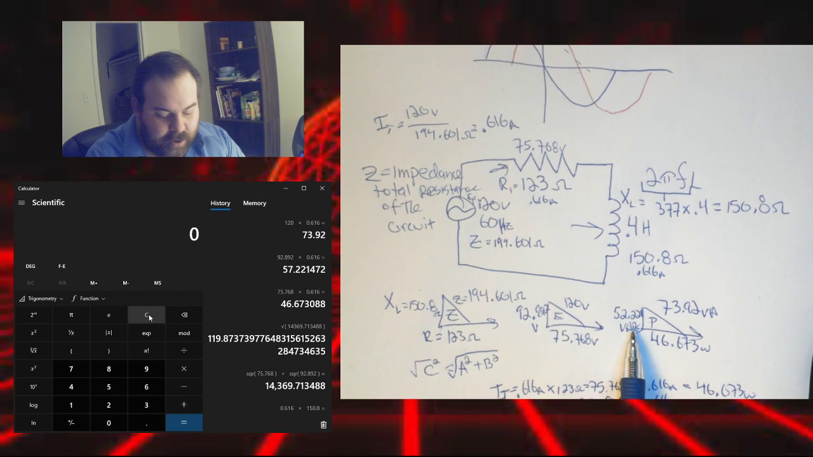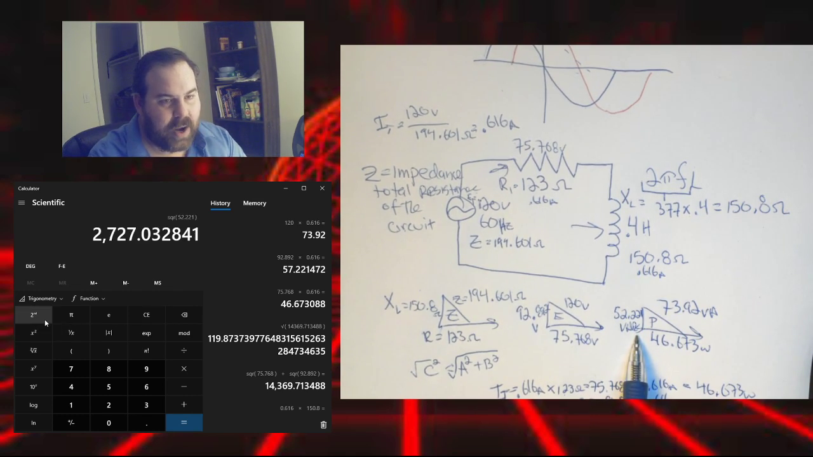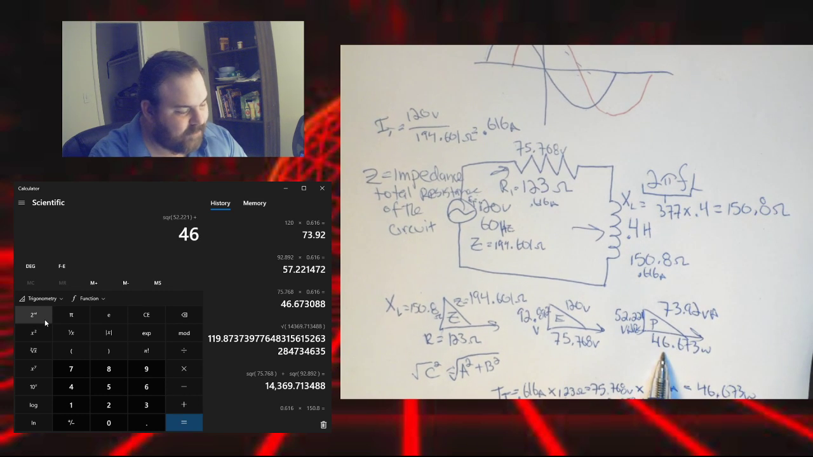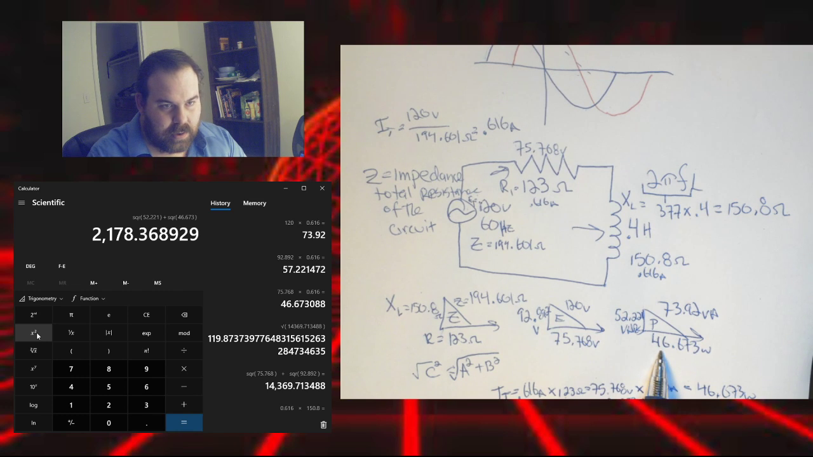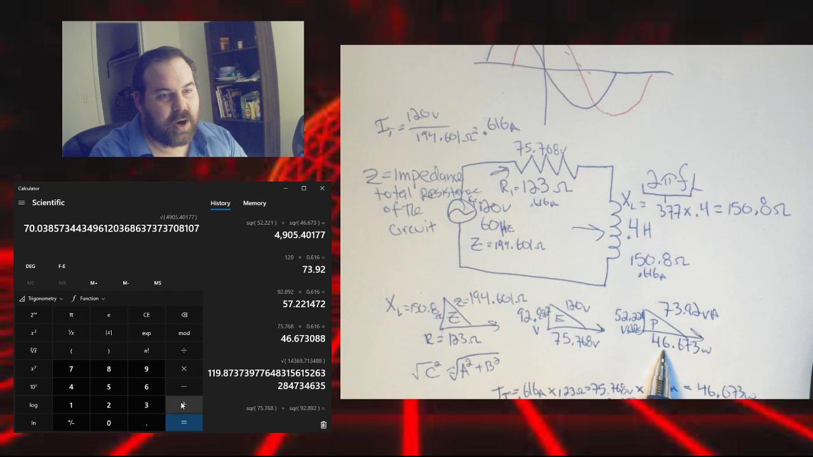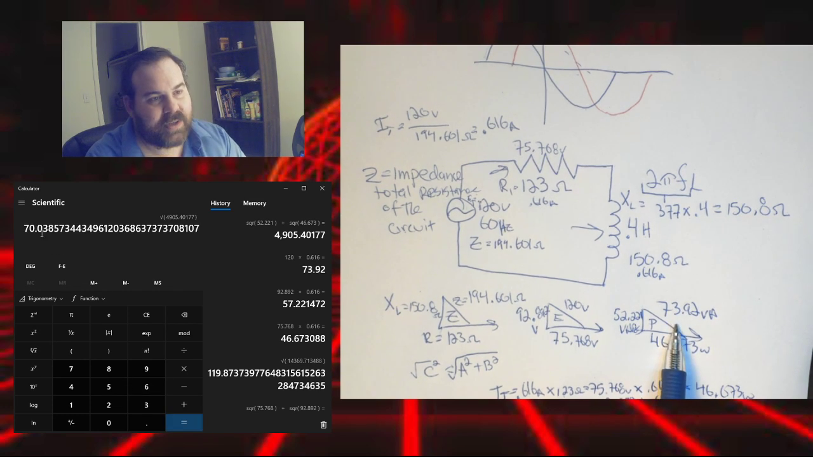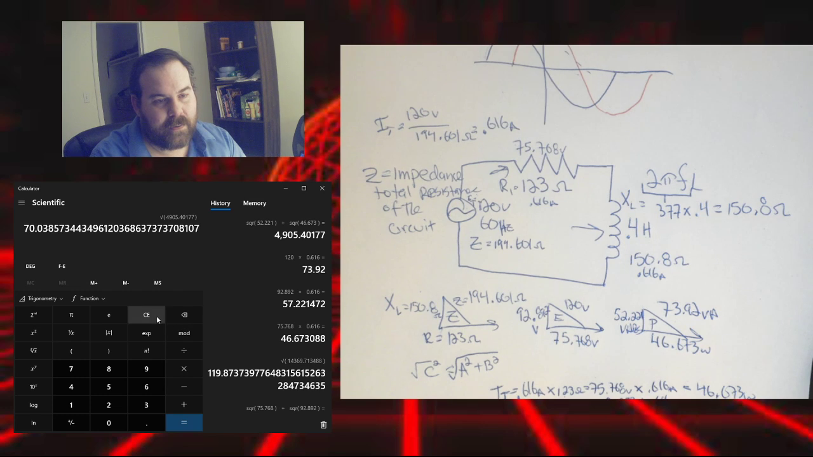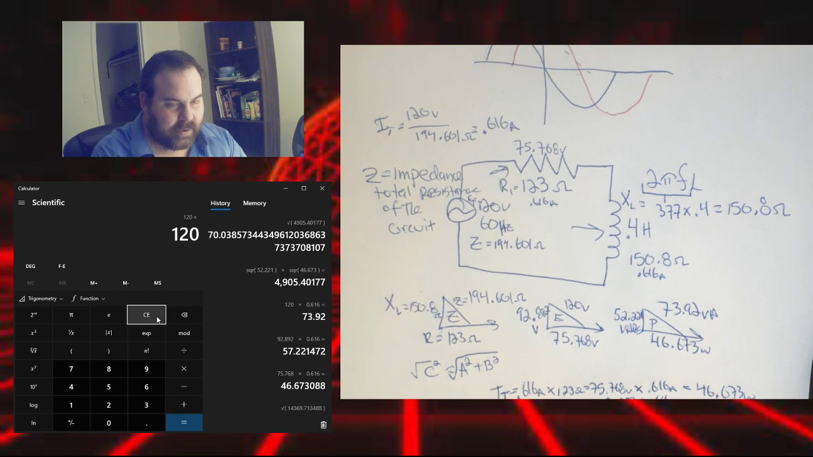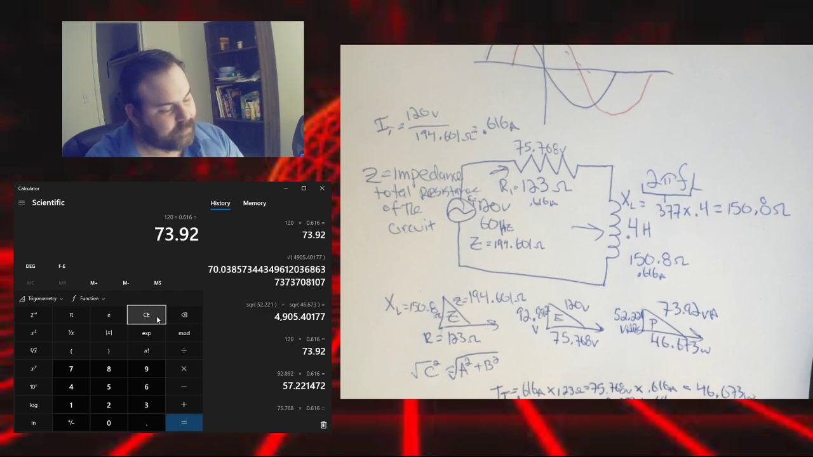So I'm going to do Pythagorean theorem: 52.221 squared plus 46.673 squared equals, take the square root of that, 70.038. I mean, it's pretty close. It's like three off. So we're going to take what we got here, that 120 times 0.616.